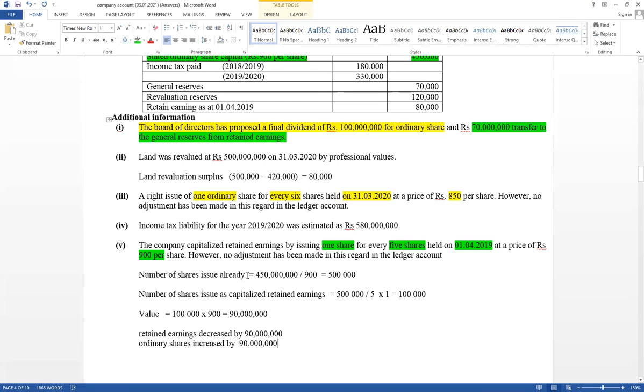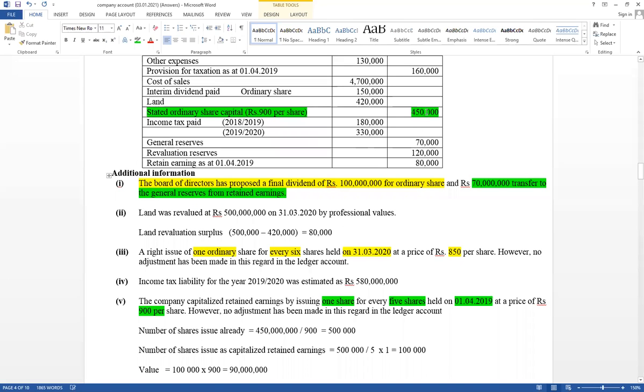Think about this, it is very important. The number of shares is not given. Therefore, from the beginning, you have to calculate the number of shares. It has given the per share price. This is the specific area in this example. It has not given the number of shares. Therefore, from the beginning, you have to calculate the number of shares already issued.